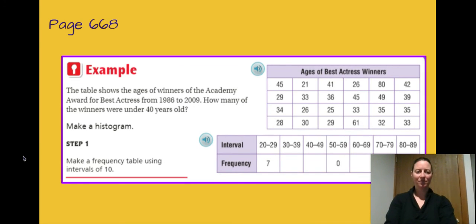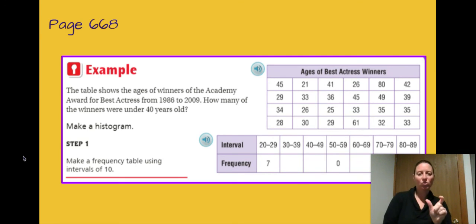Moving on to page 668, the table shows the ages of winners for the Academy Award for Best Actress from the years 1986 to 2009. So again, we want to know how many of those winners were under 40 years old. So this time they want us to make a histogram. We're going to use a frequency table using intervals of 10.